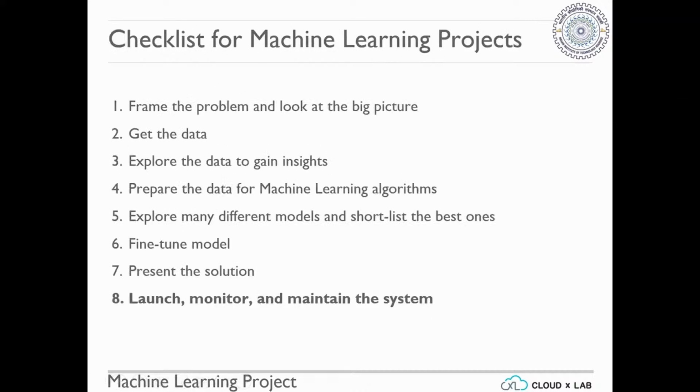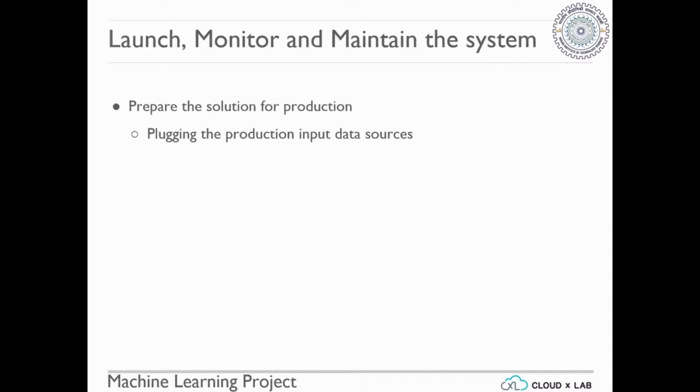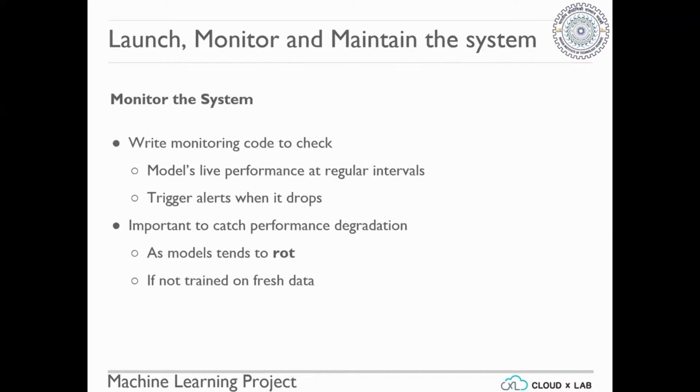And the last step is launch, monitor, and maintain the system. So here, what we will do, we will simply prepare the solution for the production. So you will launch your product, right? You will deploy your model. Now the deployment can be on the local machine, or the deployment can be on the cloud, right? Depending upon how your customers, how your end users are using your system, right? So for that you will launch your model, and you will deploy your model, right? And then you will monitor the performance of your model, right?